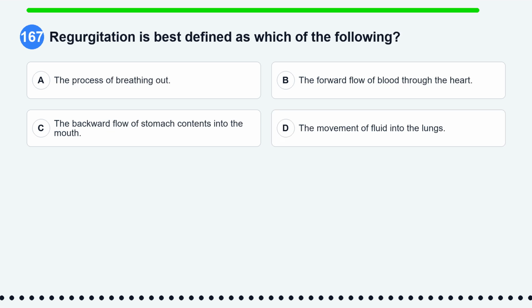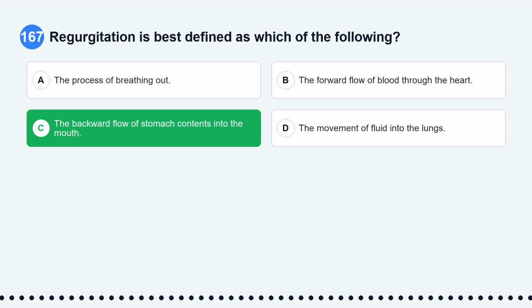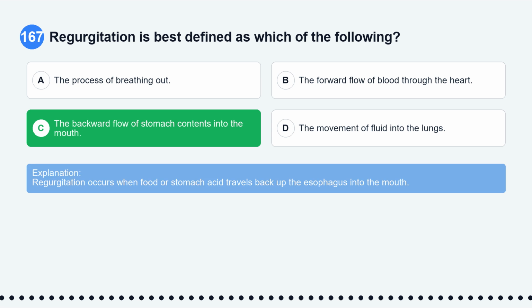Question 167. Regurgitation is best defined as which of the following? Option A. The process of breathing out. Option B. The forward flow of blood through the heart. Option C. The backward flow of stomach contents into the mouth. Option D. The movement of fluid into the lungs. The correct answer is option C. The backward flow of stomach contents into the mouth. Regurgitation occurs when food or stomach acid travels back up the esophagus into the mouth.